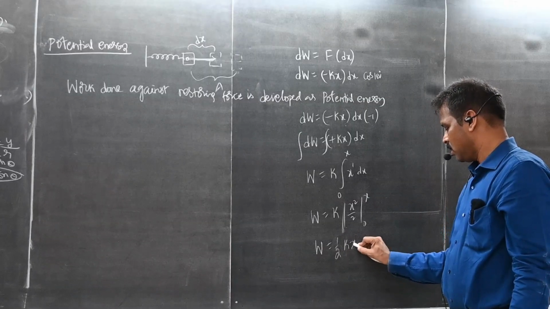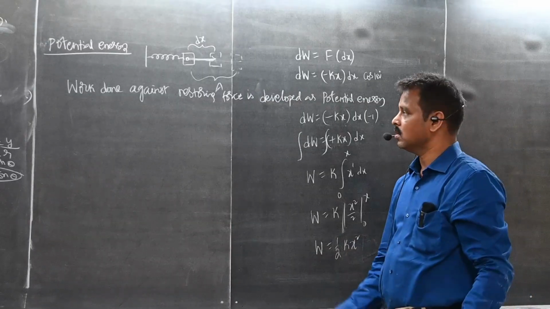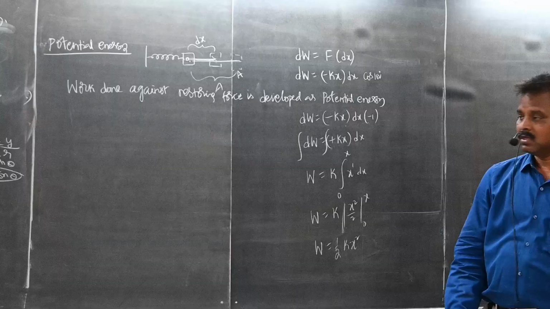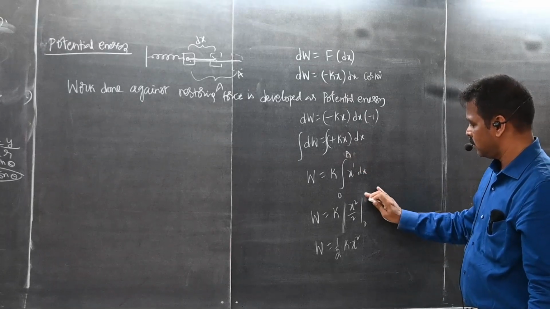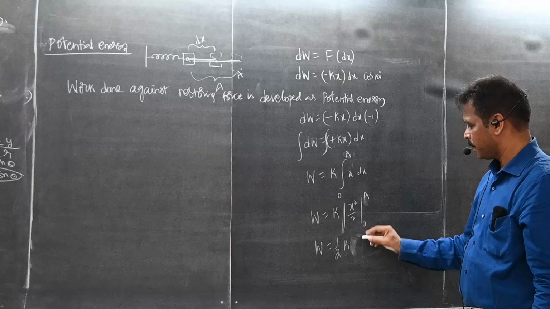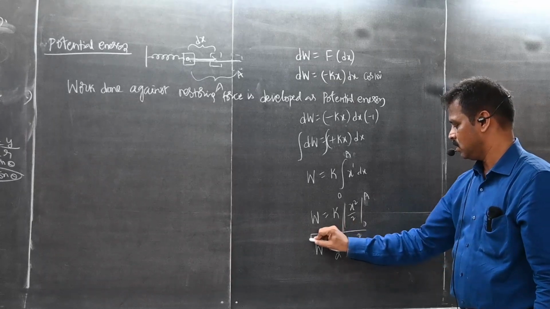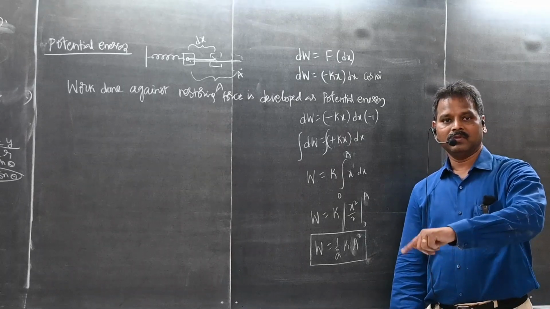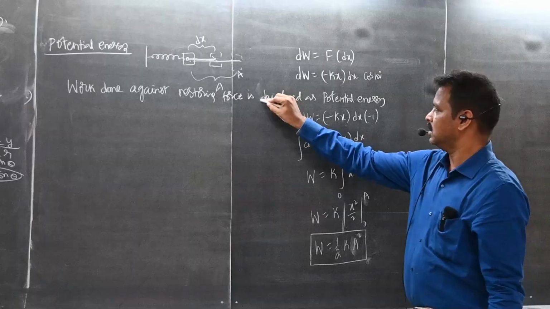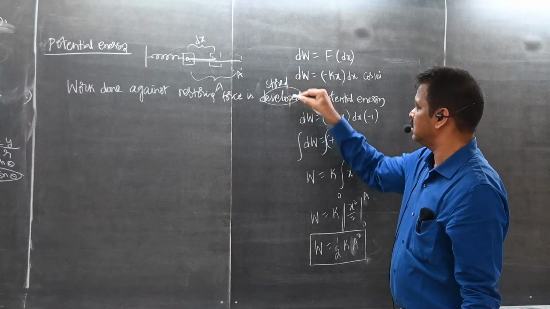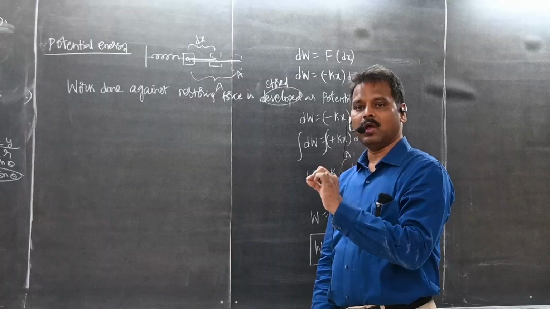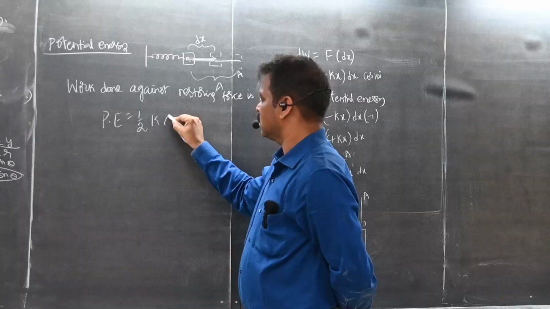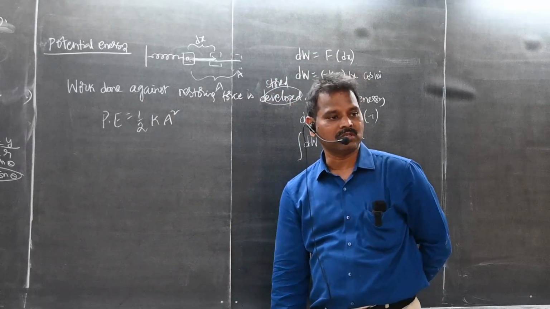Half k x square. But some students may have a doubt. Sir, minimum distance is 0, maximum displacement is a, right? Okay, then you can write a here. This will become half k a square. What is this? Work done. This work done is stored as the potential energy of the simple harmonic oscillator. So what is the potential energy formula? Half k a square. First we will see what this k is.